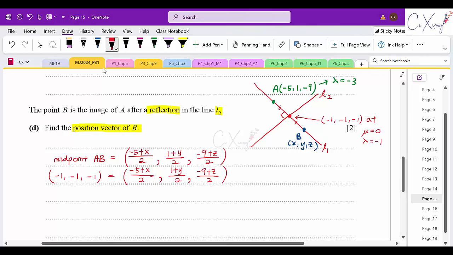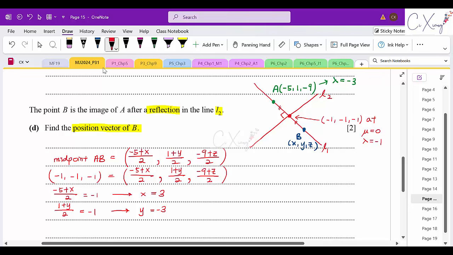Okay, then you compare x with x, y with y, and also z with z. So negative 5 plus x divided by 2 equals negative 1. When you solve it, your x should be equal to 3. Then you compare the y coordinate with negative 1. When you solve it, you should have y equals negative 3.